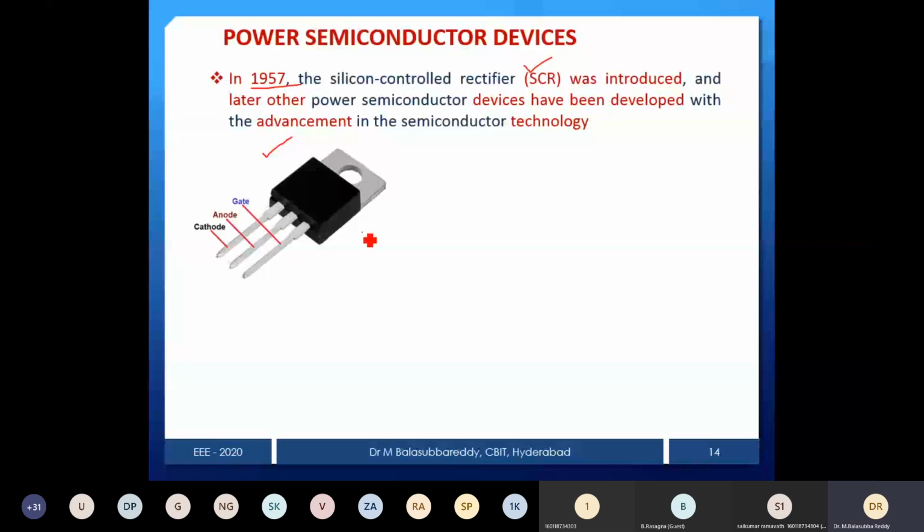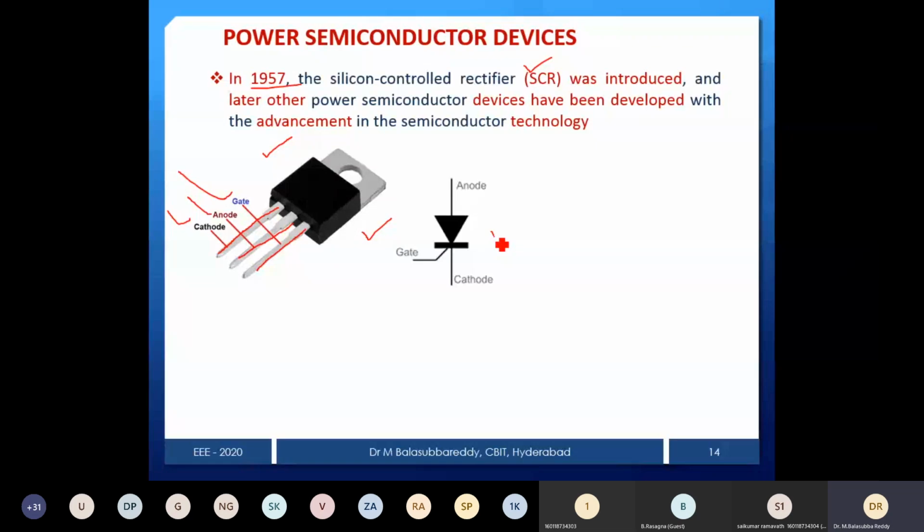As you know, the SCR has 3 terminals. Anyhow, that will come under the second unit. The 3 terminal names are anode, cathode, and gate. These leads are specified: the first lead we call the cathode, the middle lead is the anode, and the last one is the gate. So this is the component of an SCR.